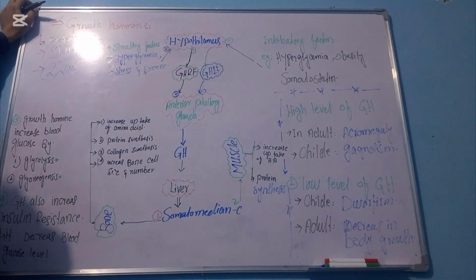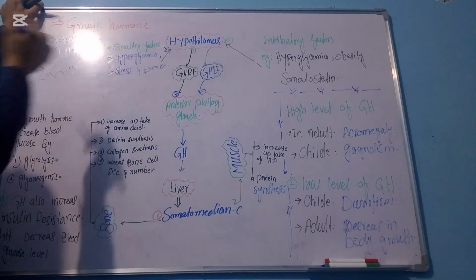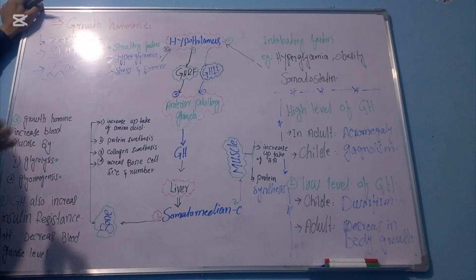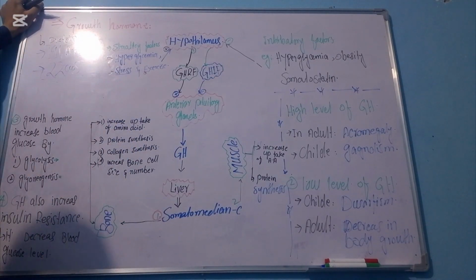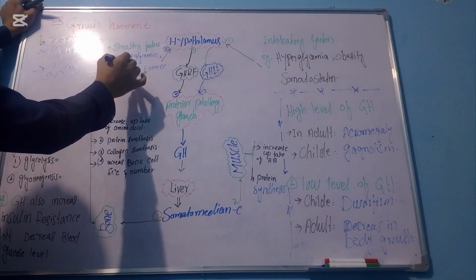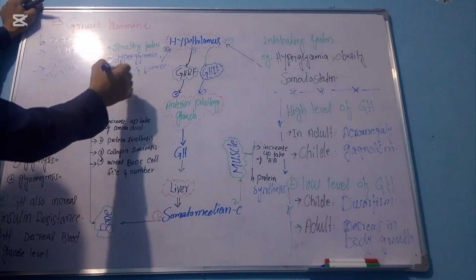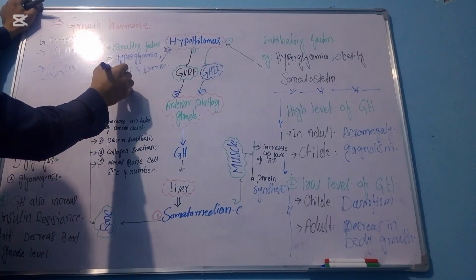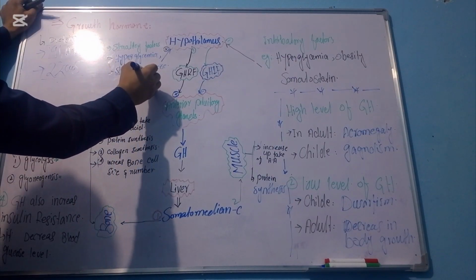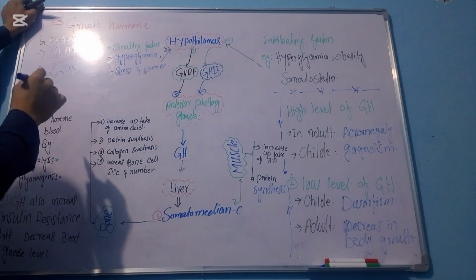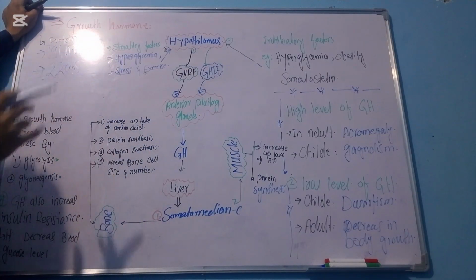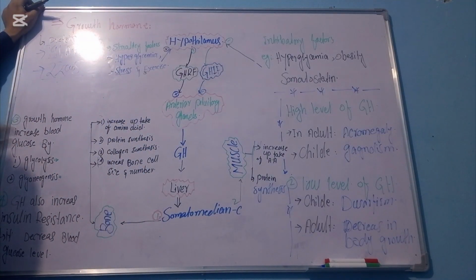There are two types of factor in our body. One is stimulatory factor and the second one is inhibitory factor. Stimulatory factors are those factors which stimulate the secretion of growth hormone. The first one is hypoglycemia. Whenever the glucose concentration decreases in the blood, this condition we call hypoglycemia. And the second factor is stress, and the last factor जो है exercise.